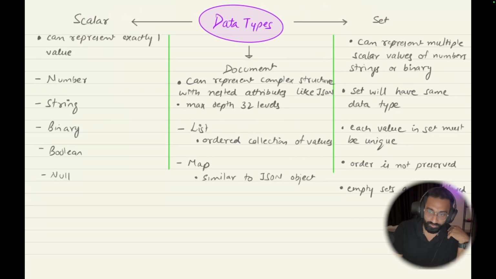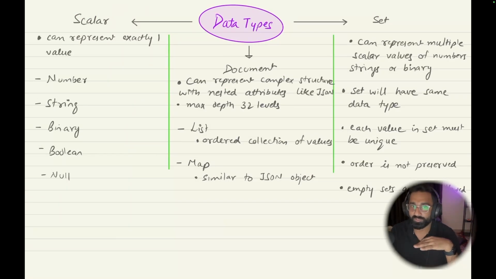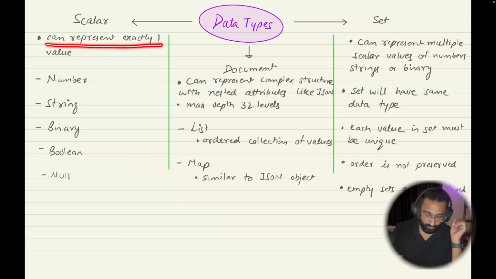Now let's talk about the data types that DynamoDB supports. So there are 3 types: scalar, document, and sets. Scalar can only represent one value, like number, string, binary, boolean, or null. When we talk about the document, it can represent a complex structure that nests multiple attributes, similar to JSON. That can be either a list or a map.